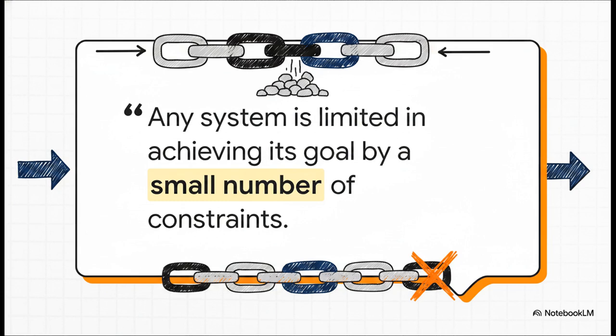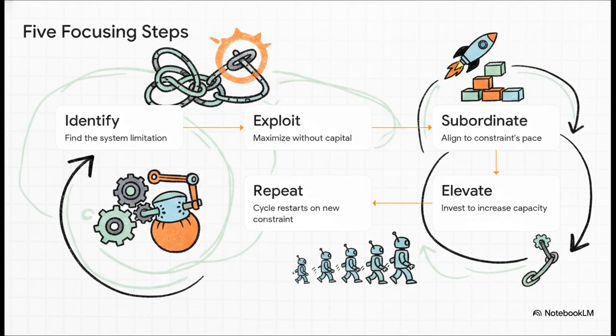It treats an organization like a chain of interdependent processes. Think about it. Improving a process that isn't the constraint is basically a total waste of time and energy. It doesn't move the needle on your overall throughput. You're literally just creating a giant pileup right in front of the actual bottleneck. So the big question becomes, how do we actually manage that chain?